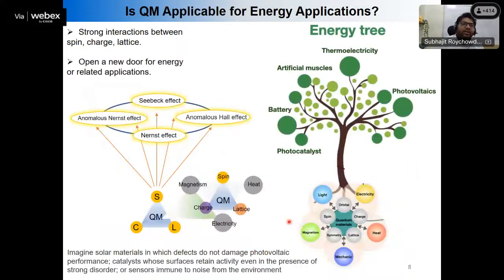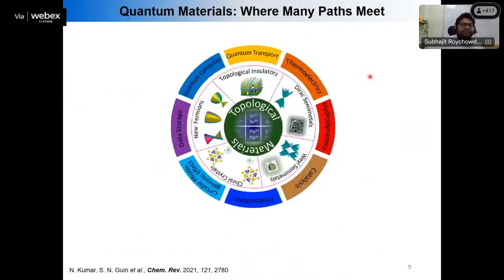Now, after that, we ask a very simple question: can we use these quantum materials for energy applications? Because there is a strong interaction between spin, charge, and lattice, it will open a new door for energy-related applications. Now you can see this energy tree. It can be used in different energy sectors, but in today's talk, I'll mainly cover thermoelectricity.